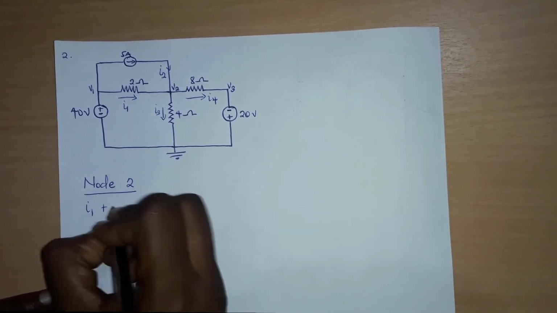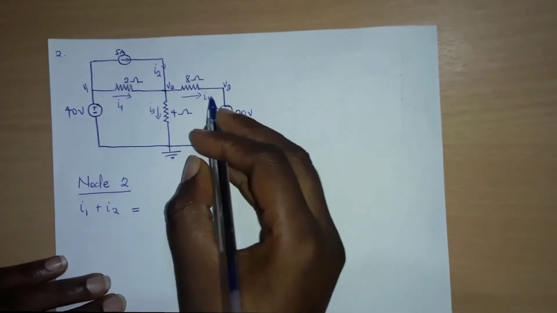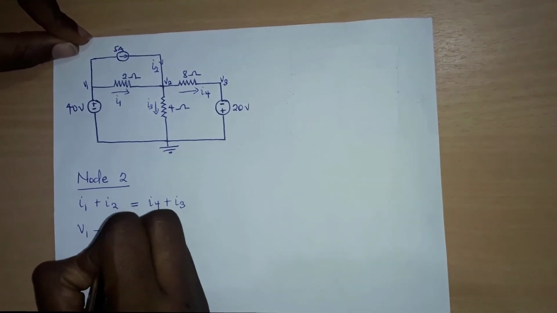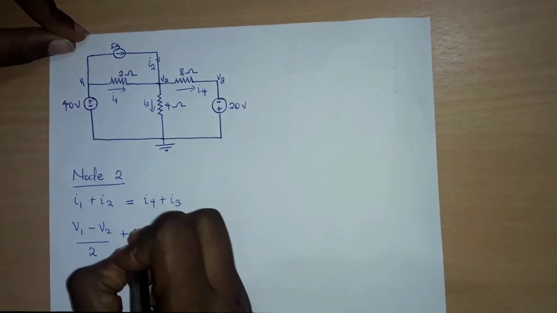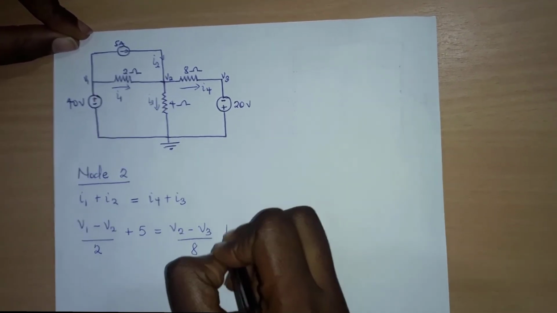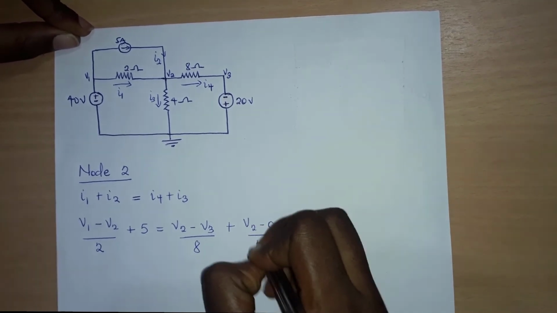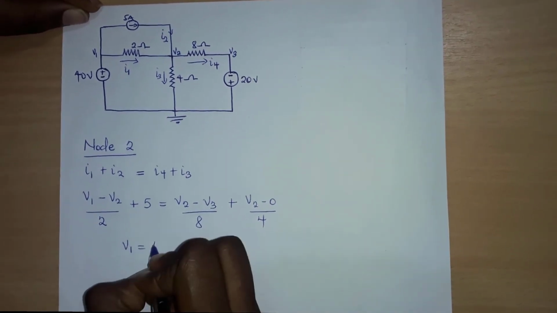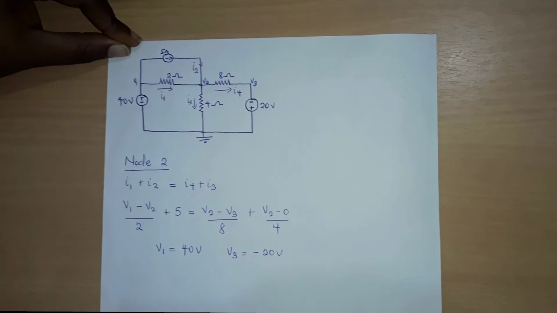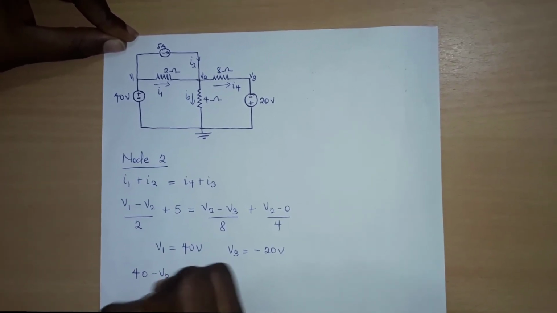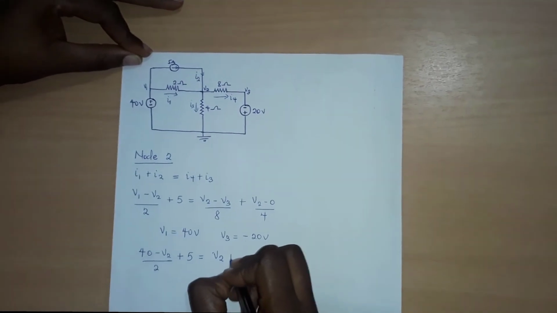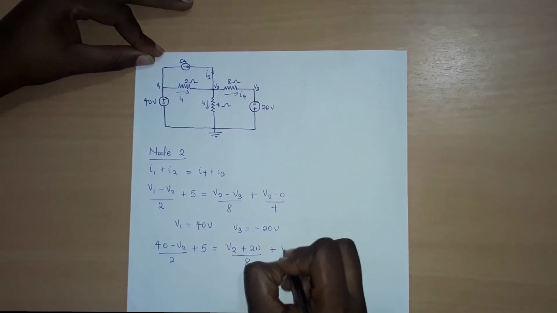So we have I1 plus I2 giving us I4 plus I3. I1, as we can see, is V1 minus V2 over 2. Then we have I2 to be 5 amps, I4 to be V2 minus V3 over 8, then I3 to be V2 minus 0 over 4. But we already stated that V1 is 40 volts and V3 is minus 20 volts. So we are going to substitute this into our equation. Then we have 40 minus V2 over 2 plus 5 giving us V2 minus minus 20, which gives us positive 20 over 8 plus V2 over 4.